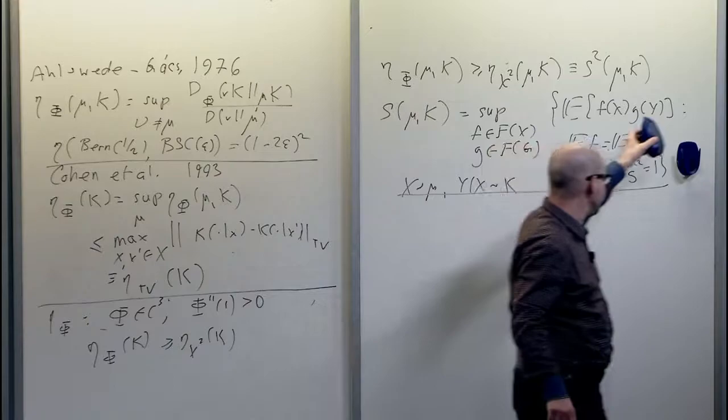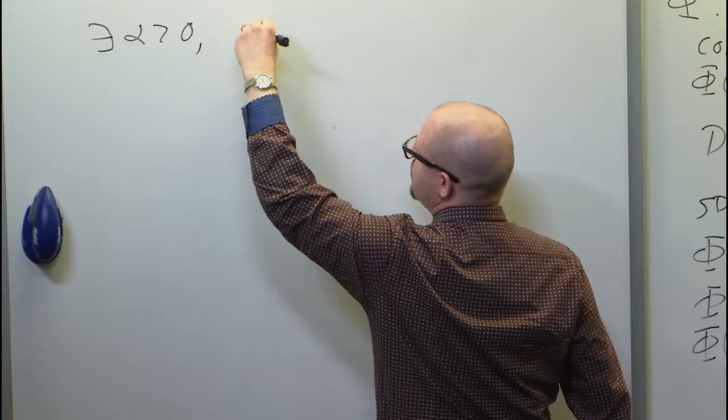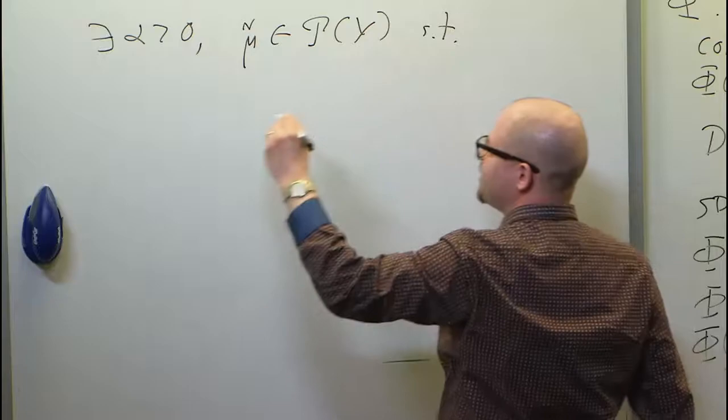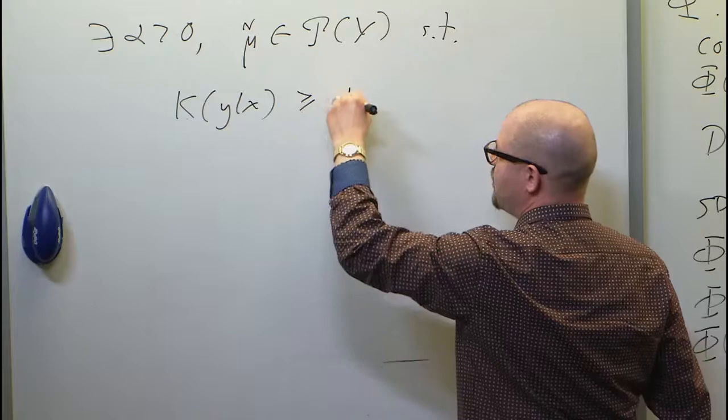So suppose that my k is such that I can find a constant alpha greater than zero and a probability measure mu tilde on the output alphabet such that k of y given x, that's a transition probability for y upon receiving x, is lower bounded by alpha times mu tilde of y for all x and y.